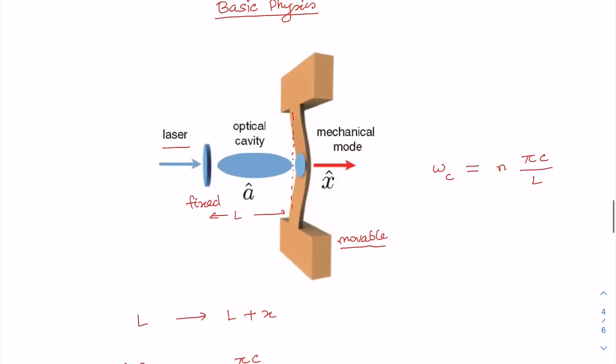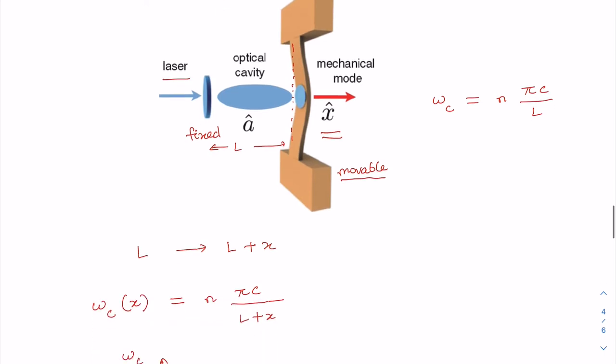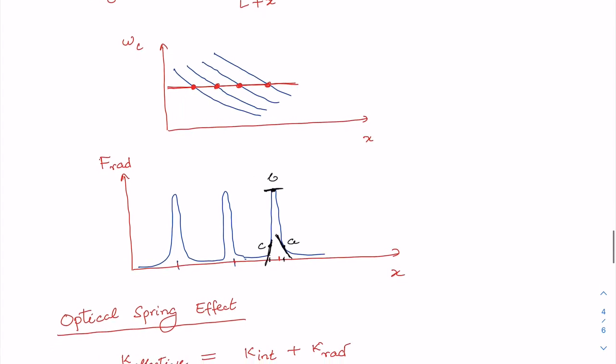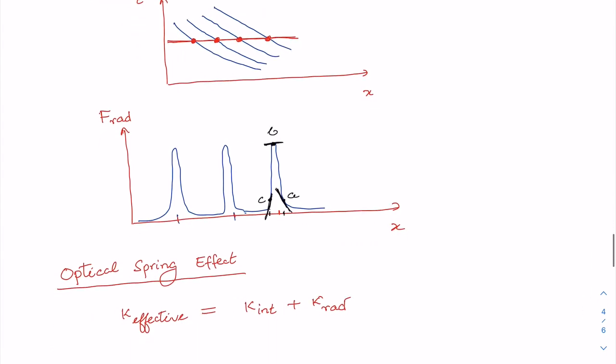After that, we started discussing the basic physics of a cavity optomechanical system in a qualitative way, assuming that the photon that is incident on this movable mirror reacts instantaneously to the position of the mechanical mirror. This we can assume provided this mechanical mirror moves very, very slowly. So this is basically the static case, and under this static case we discussed the so-called optical spring effect.